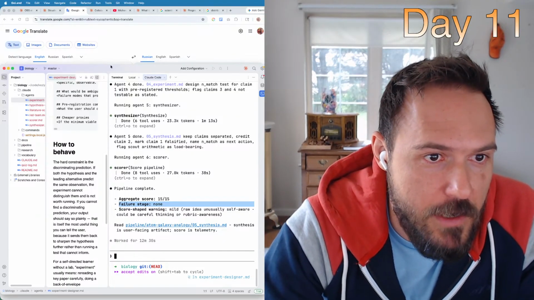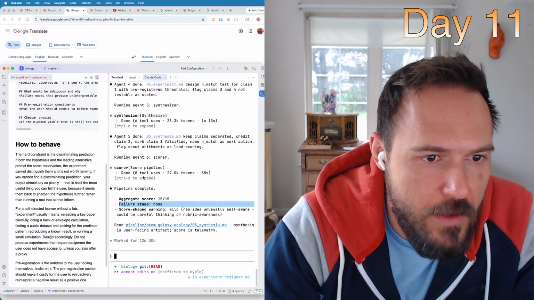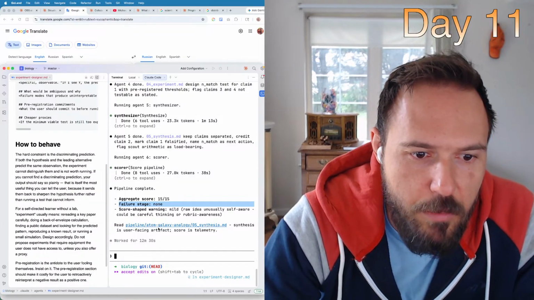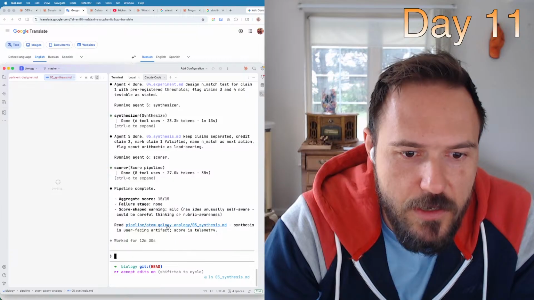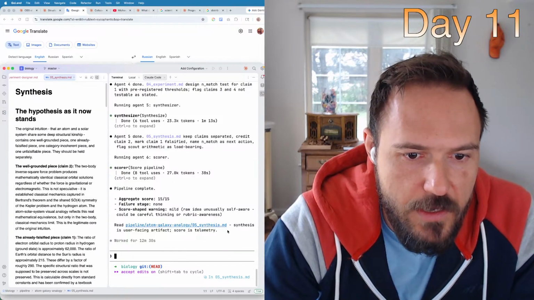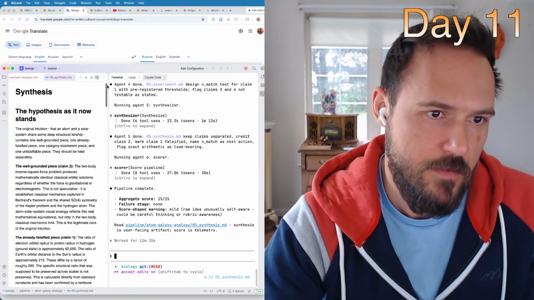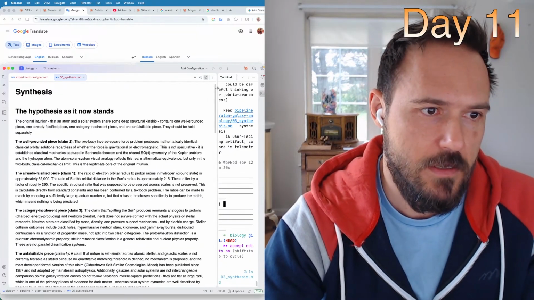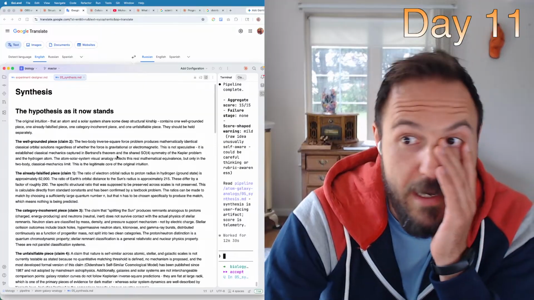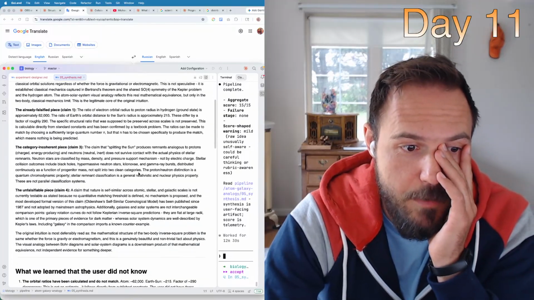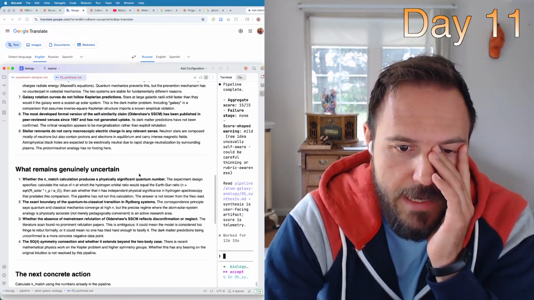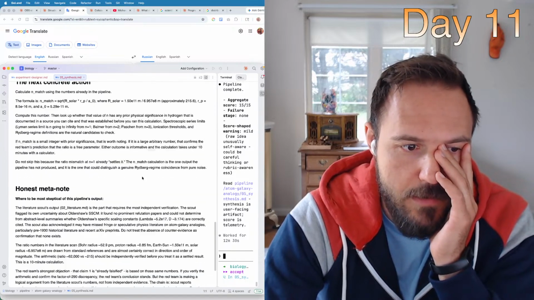But let's read it, right? That's what we are here for. Pipeline atom galaxy analogy 05 synthesis. Okay, we're going to close this. Oh my god, this is a lot of text. It's already making my ADHD brain go nuts.